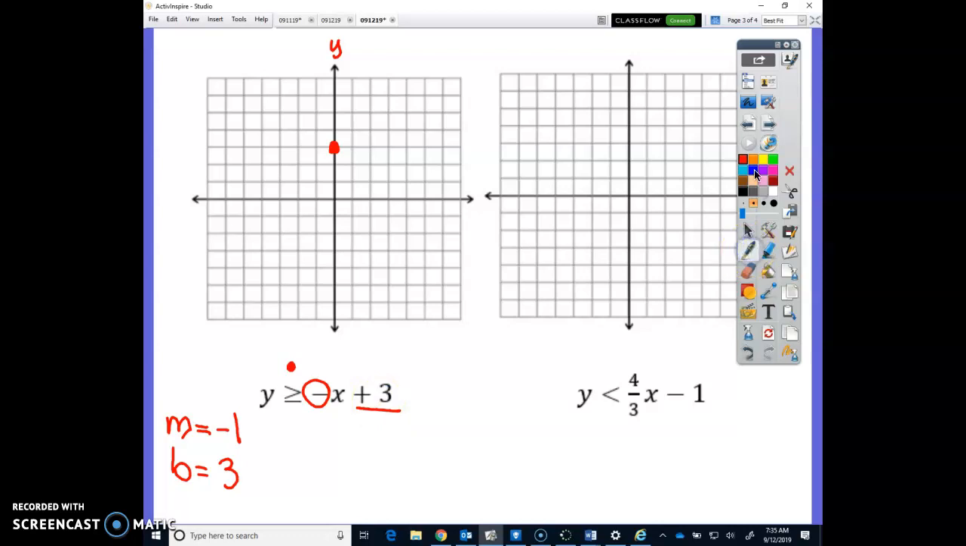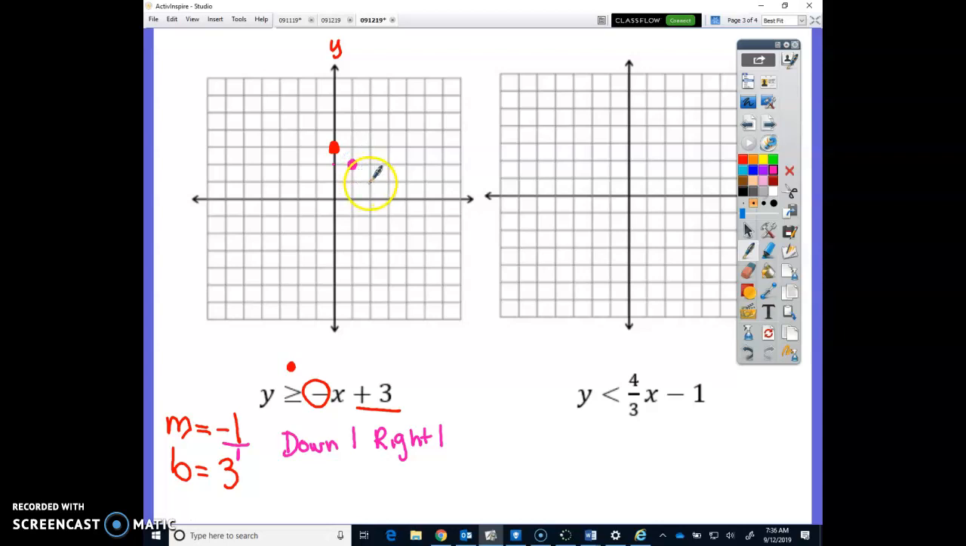Then from there, we're going to do the slope. So my slope says it's a negative 1. But I have to do rise over run. So it's a negative 1 over 1. An invisible 1. Okay, that means I'm going to go down 1 and to the right 1. Down 1 to the right 1. Okay, that's my slope. So from my starting point, I'm going down 1 to the right 1, put a point.